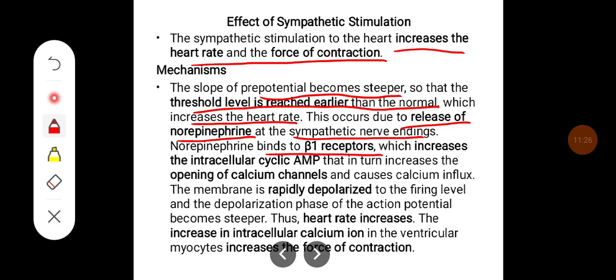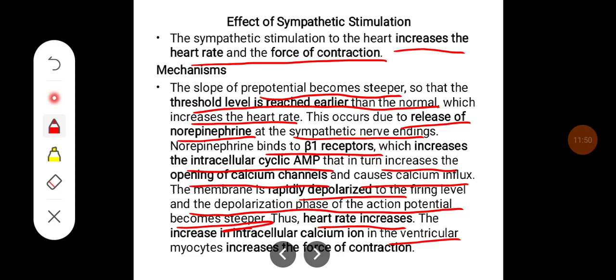Norepinephrine binds to the beta-1 receptor, which increases the intracellular cyclic AMP, which in turn increases the opening of calcium channels and causes calcium influx. The membrane is rapidly depolarized due to the firing level, and the depolarization phase of the action potential becomes steeper. Thus, heart rate increases. The increase in the intracellular calcium ion in the ventricular myocyte increases the force of contraction.